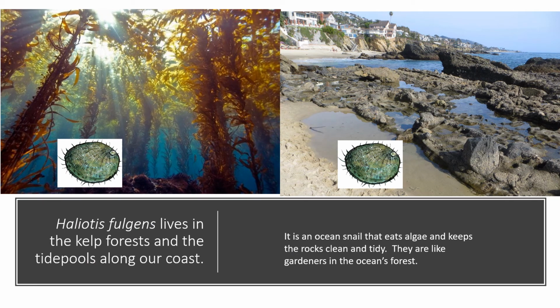Haliotis fulgens lives in the kelp forests and tide pools along our coast. It eats algae and keeps the rocks clean and tidy. They are like the gardeners, you could say, of the ocean.